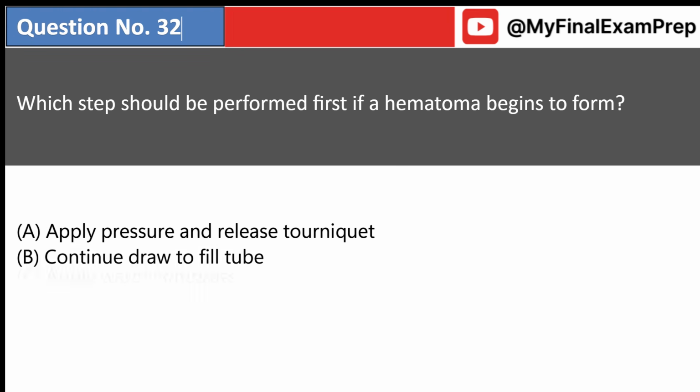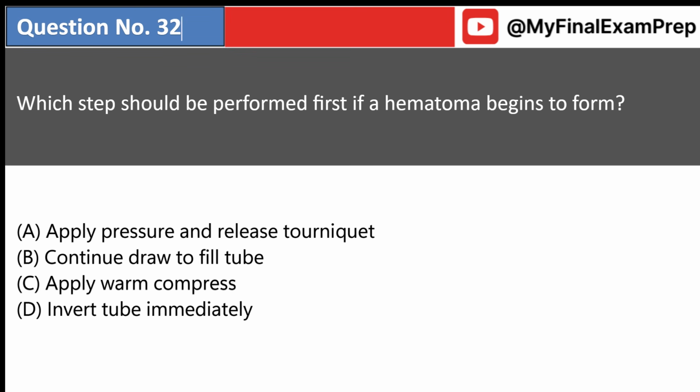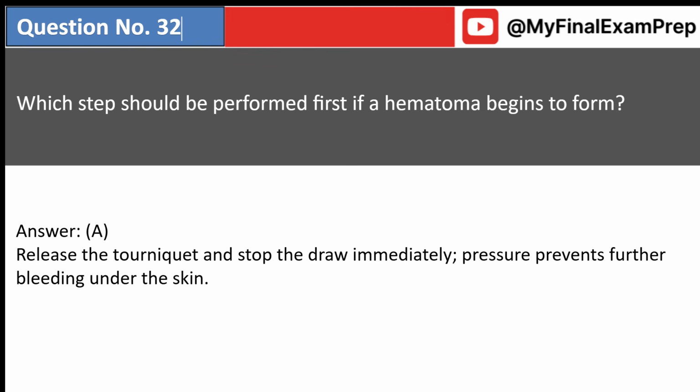Which step should be performed first if a hematoma begins to form? A. Apply pressure and release tourniquet. B. Continue draw to fill tube. C. Apply warm compress. D. Invert tube immediately. Answer A. Release the tourniquet and stop the draw immediately. Pressure prevents further bleeding under the skin.